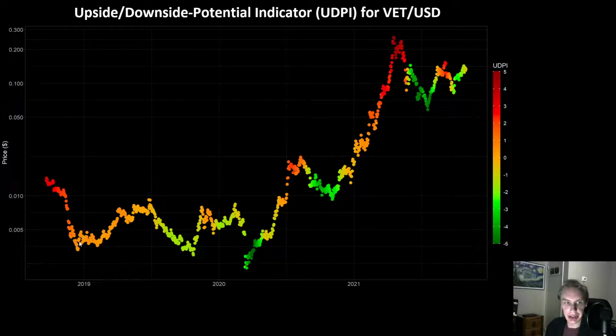So what you can see is that if we look at the model's performance over the price history of VET, it's done a pretty good job of identifying these low risk zones here, where historically one would have been doing well to have been acquiring VET during these points. And it's also good at identifying these high risk zones, these points where historically it might be advantageous to have been exiting the market. It tends to precede these downturns in price action that we see here.